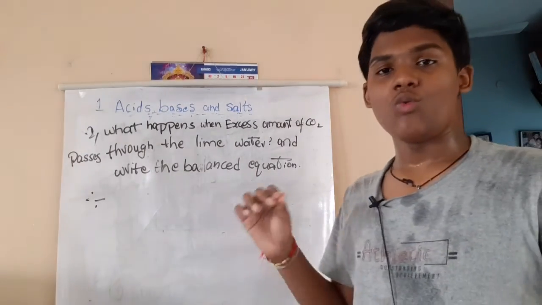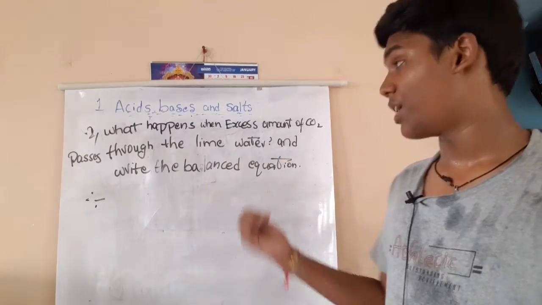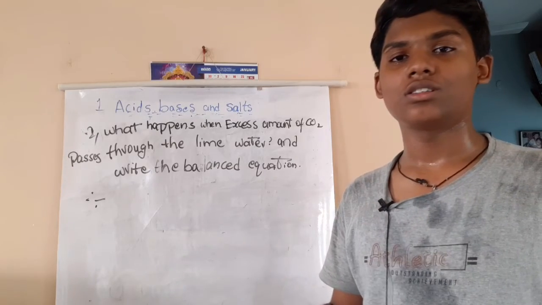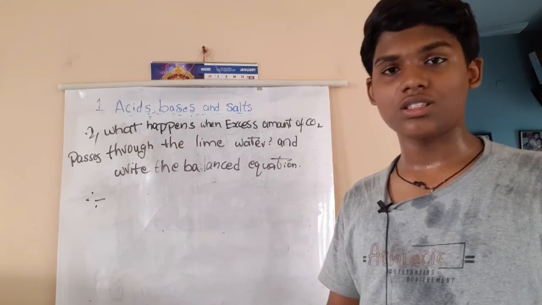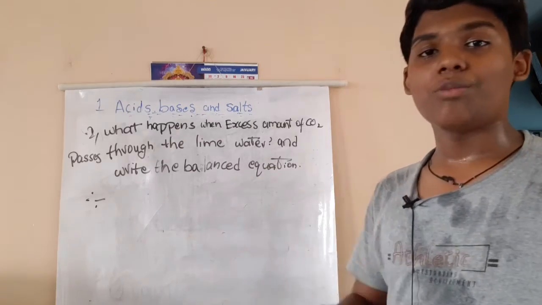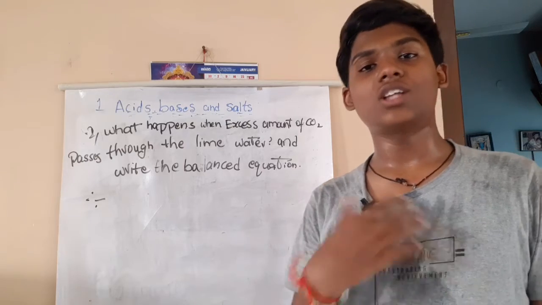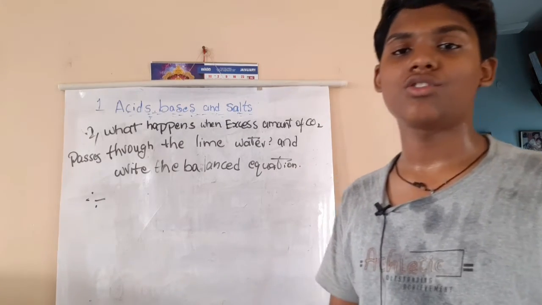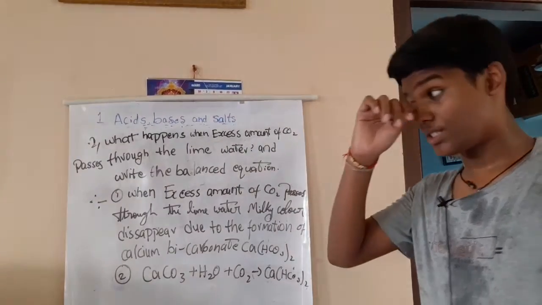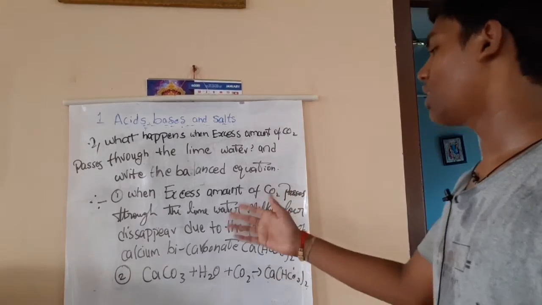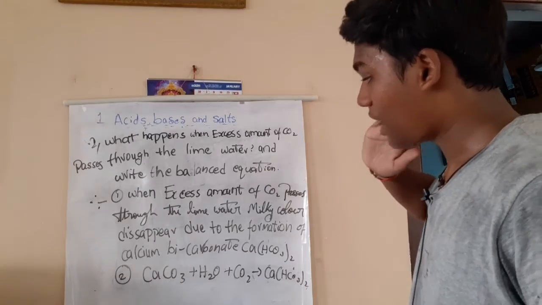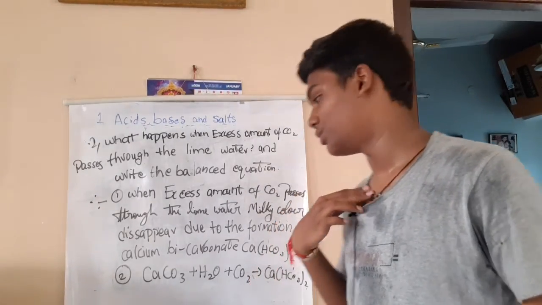When an excess amount of carbon dioxide passes, the milky color disappears. The milky color formed in the lime water disappears, and calcium bicarbonate is formed instead of calcium carbonate. I will write the answer. When an excess amount of CO2 passes through the lime water, the milky color disappears due to the formation of calcium bicarbonate, Ca(HCO3)2.